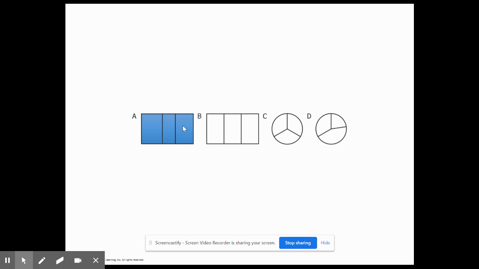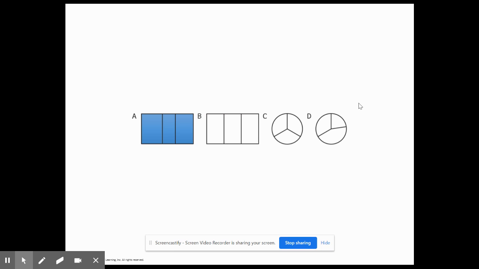The first shape, the parts are not fair shares because they do not have the same area. The second shape would represent fair shares. They are all the same size.